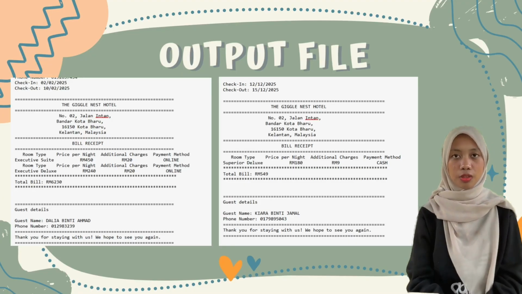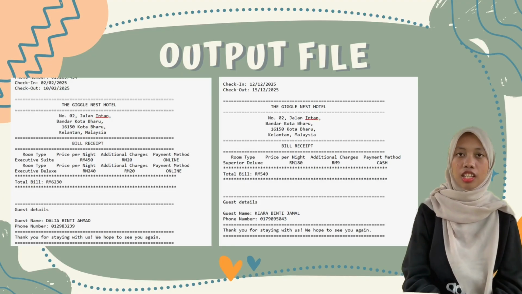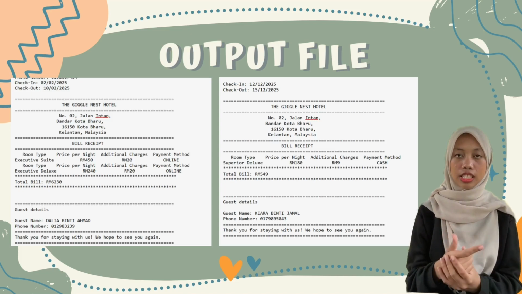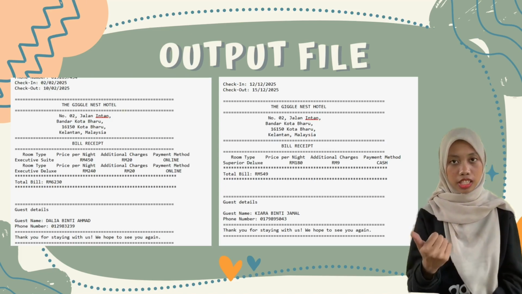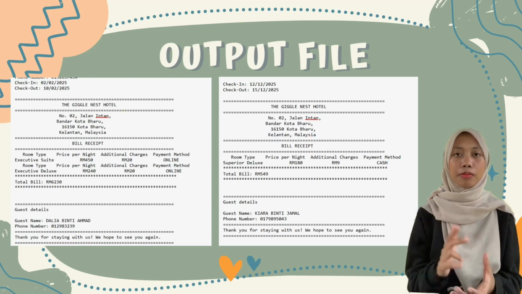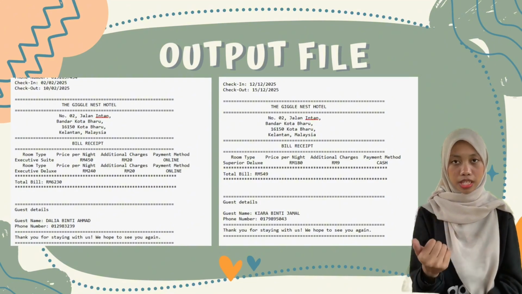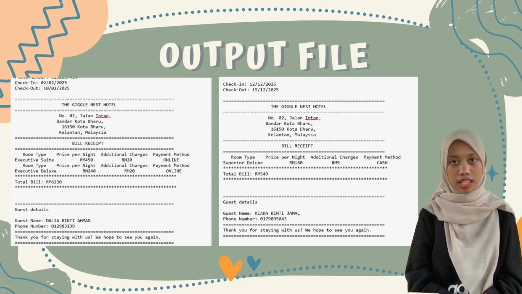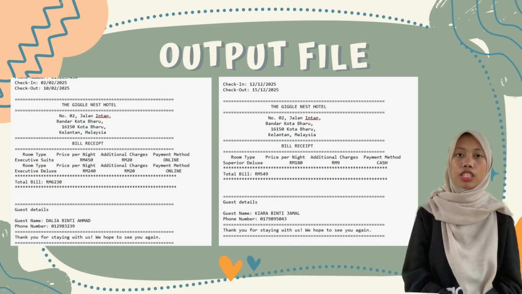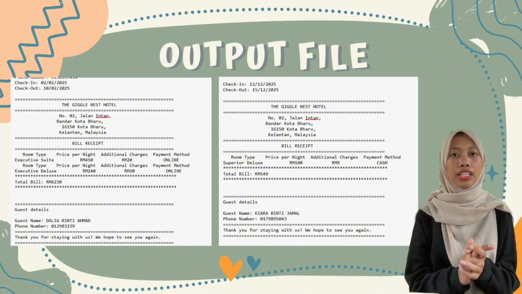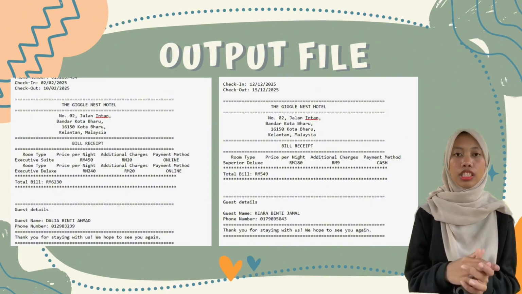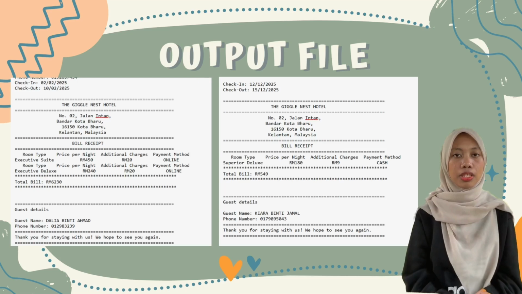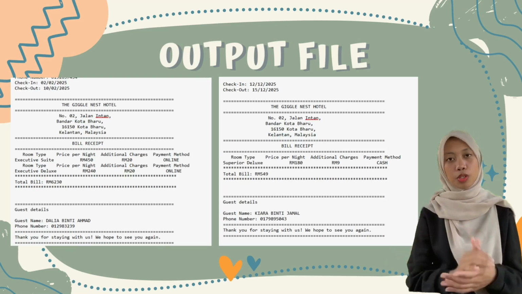Lastly, this is how the output is shown in the file. It will display the check-in and check-out dates. Then, it will display the hotel name, the address, and then the bill receipt, which include room type, price per night, additional charge, and the payment method for each guest. At the end of the receipt, it will display the total bill and then followed by the guest detail, which include the name and phone number. Lastly, it will show the message: Thank you for staying with us. We hope to see you again.